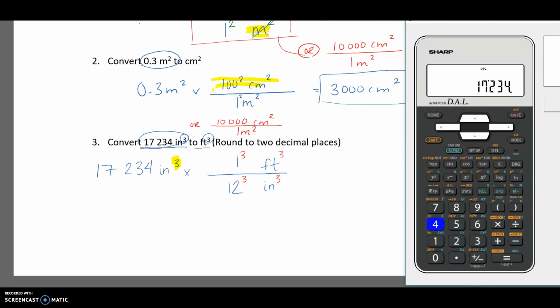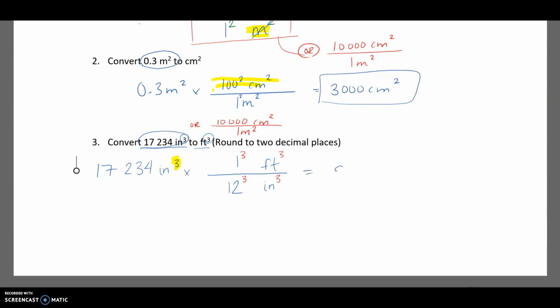You can punch this into your calculator from here, and I'll show you the steps. 17,234. We're multiplying by 1 cubed, which is just 1, so you don't have to punch that in, and then divide by 12 cubed. If your calculator has a cubed button, you can use that. Otherwise, you can use your y to the x button. And we get 9.9733, which to 2 decimal places is 9.97. And our units are cubic feet. So keep these skills for unit conversions in mind as you get to questions involving squared and cubed units when you're dealing with area and volume.